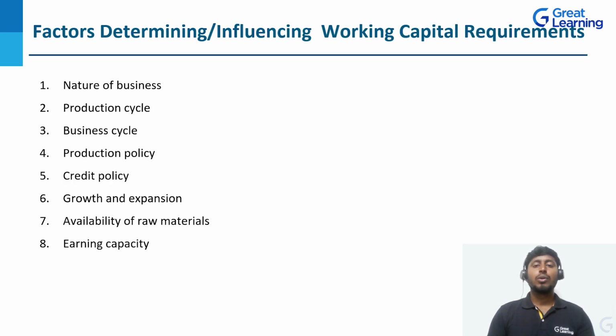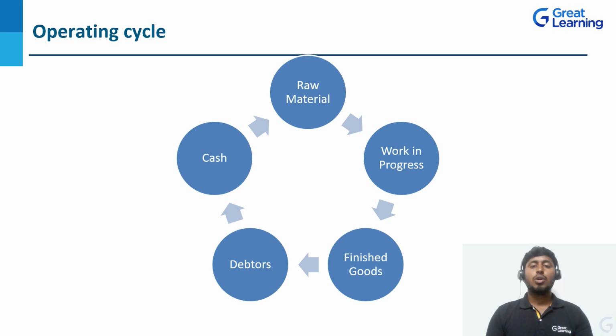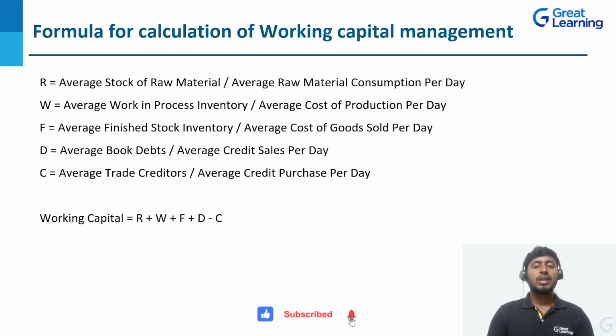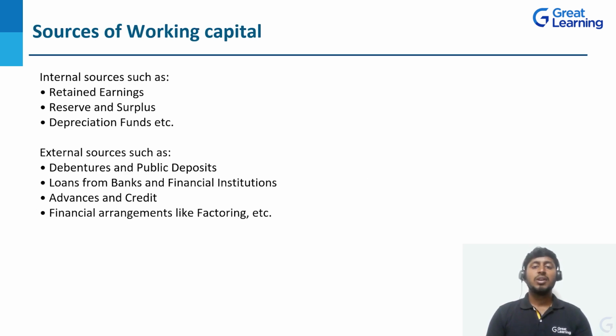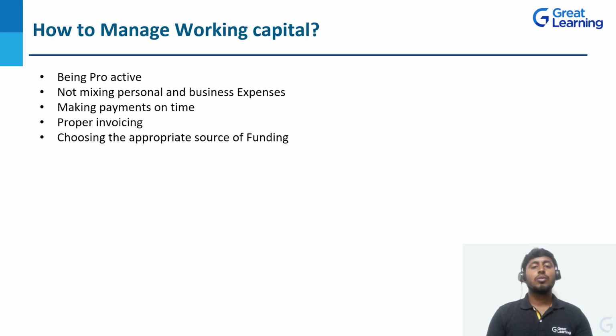Factors determining or influencing working capital requirement that we have discussed: the operating cycle, that is raw material, work in progress, finished goods, debtors, and cash. These are the operating or turnover cycle. The formula for calculating working capital is raw material plus work in progress plus finished goods plus debtors collection period minus creditors repayment period. That is your working capital formula. Sources of working capital are internal sources and external sources. And how to manage the working capital in an effective and efficient manner.